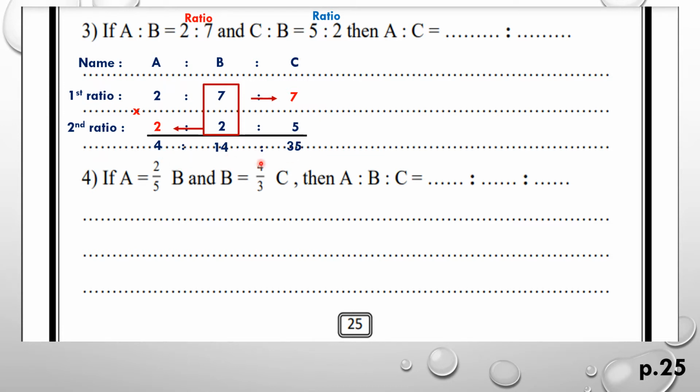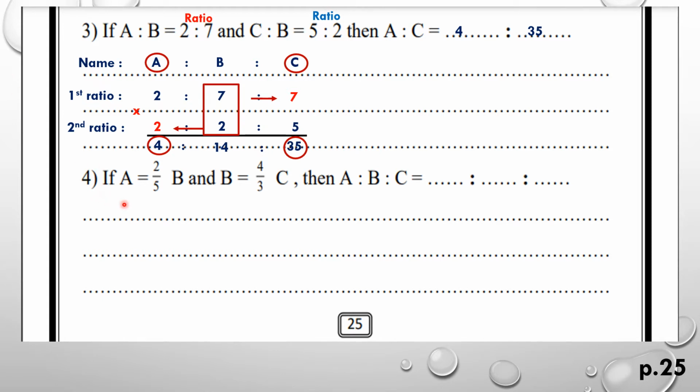4 to 14 to 35, this is A to B to C. And we need A to C. A, C. What do we have in A? 4. What about C? 35. So my answer will be 4 to 35. Is this the simplest form? Yes, it is.